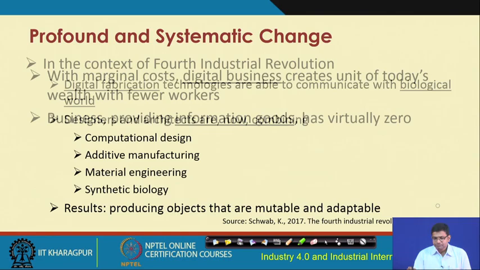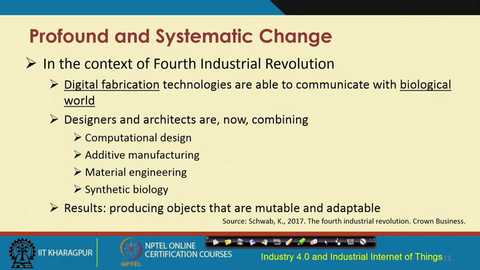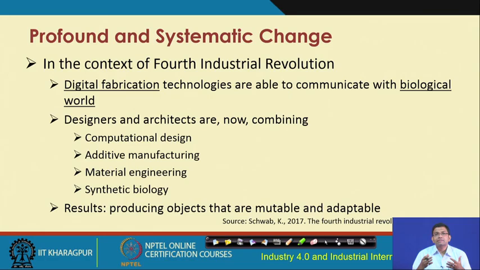So, in this context of Industry 4.0, digital fabrication technologies are able to communicate with the biological world. Now, through the advancement in technology, it is possible that we can have different sensors inside the physiological systems. These sensors and other advanced technologies are able to communicate with the outside world, that means outside the human being. So, it is now possible to remotely send signals to the human body to perform certain physiological operations without the patient knowing what is actually happening.